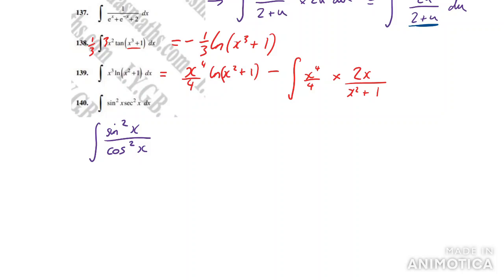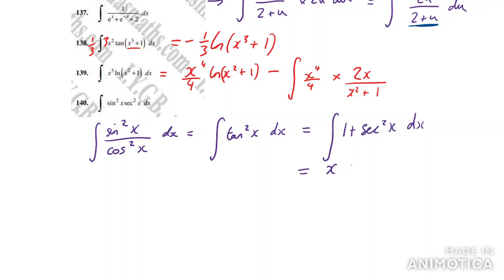Well, okay, so having rewritten it as sine squared x over cos squared x, that's obviously just the integral of tan squared x dx, which we can't integrate, but we can use a trigonometric identity to make that into the integral of sec squared x minus 1 dx, and this we can integrate. That's just tan x minus x, and that's it.